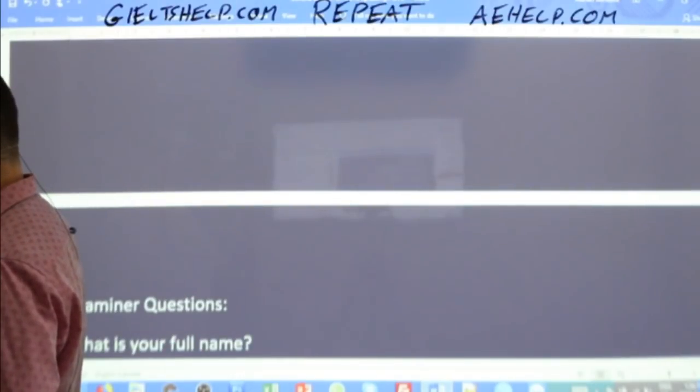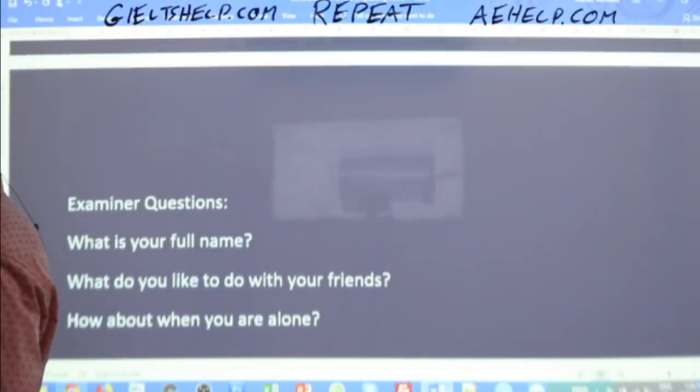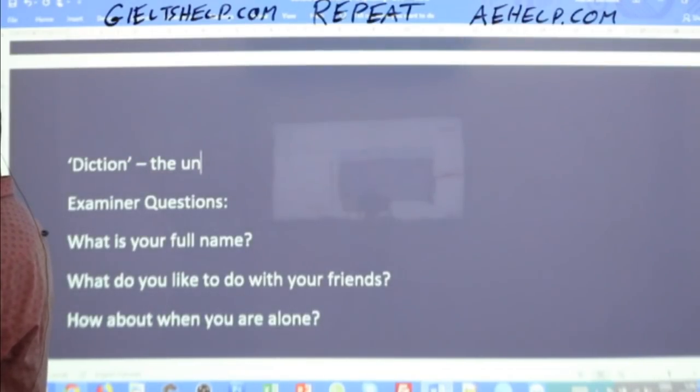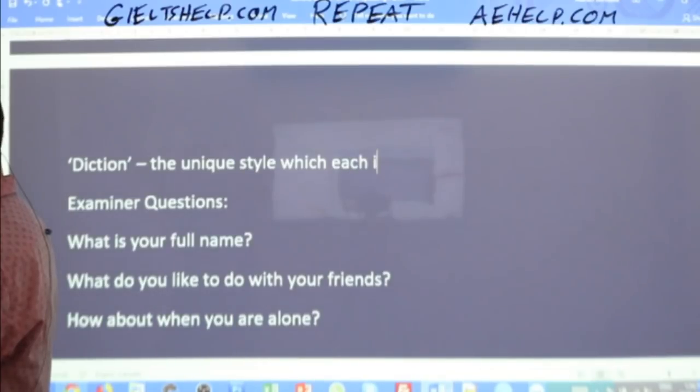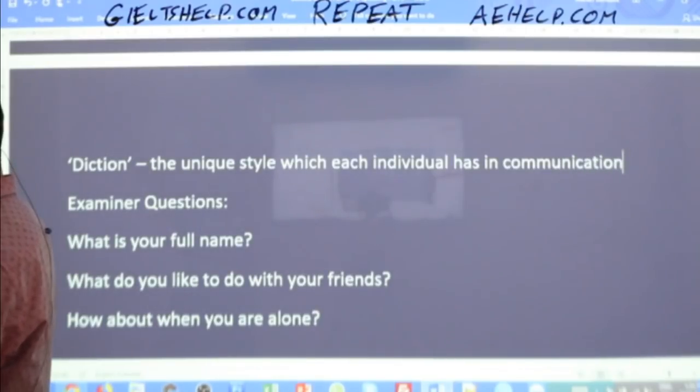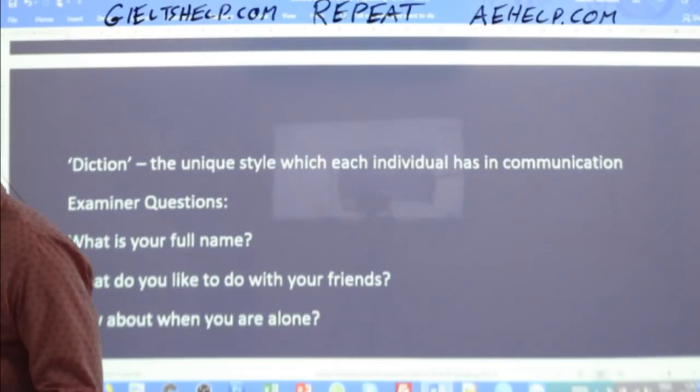I always mean to mention this. So here's a nice piece of vocabulary for everyone. Diction. Okay, diction means the unique style which each individual has in communication. And this isn't just in English. This is in all languages, okay?